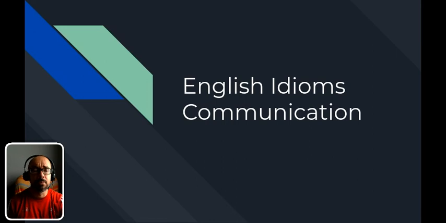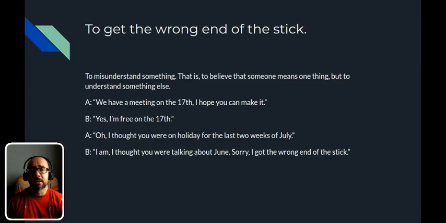Okay, so number one, to get the wrong end of the stick. It's to misunderstand something, which is to believe that someone means one thing, but to understand something else. Example. We have a meeting on the 17th. I hope you can make it. Yes, I'm free on the 17th. Oh, I thought you were on holiday for the last 2 weeks of July. I am. I thought you were talking about June. Sorry, I got the wrong end of the stick.